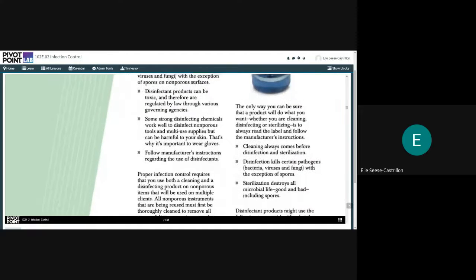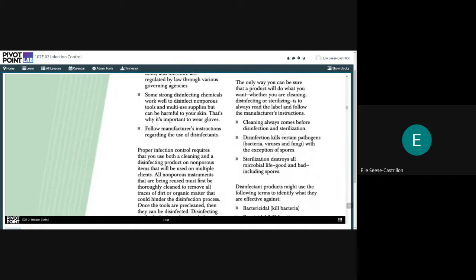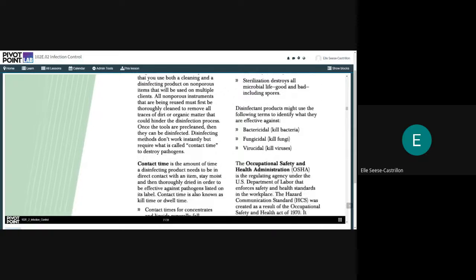So it says the only way to be sure that the product will do what you want, whether you're cleaning, disinfecting, or sterilizing, is to always read the label and follow the manufacturer's instructions. So cleaning always comes before disinfection and sterilization. Disinfection kills certain pathogens, bacteria, viruses, and fungi, with the exception of spores. And sterilization destroys all microbial life, good and bad, including spores.